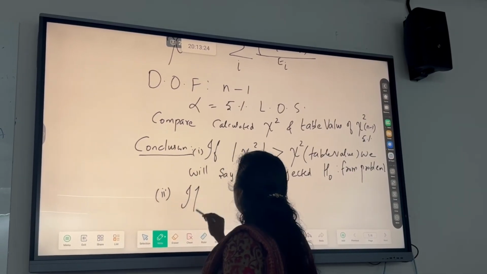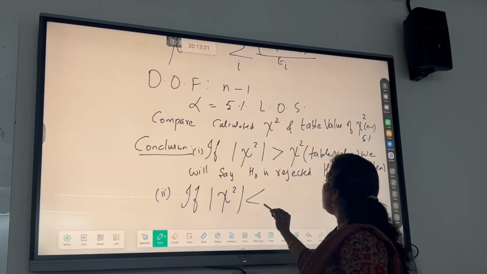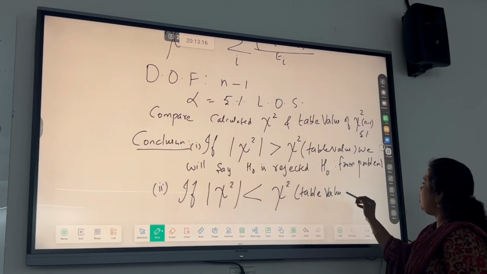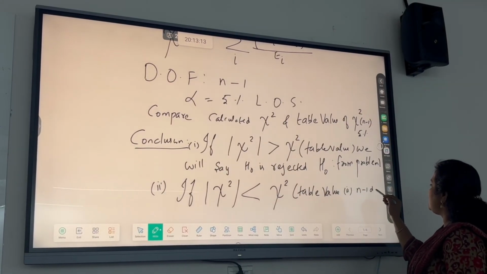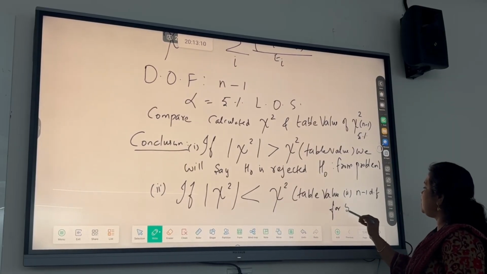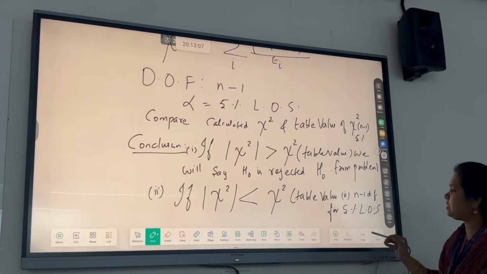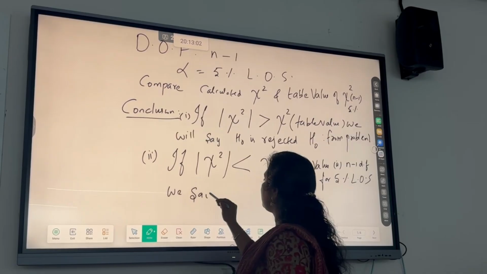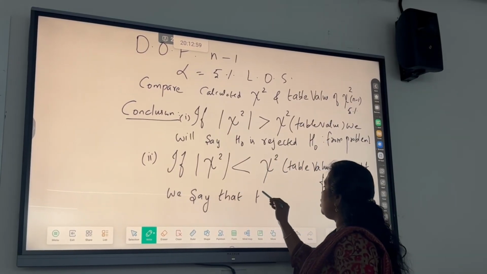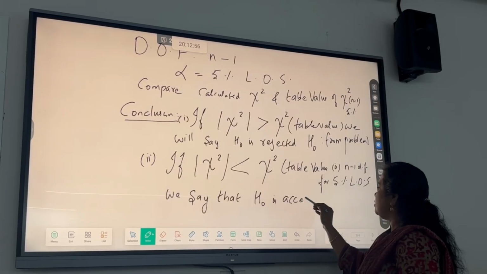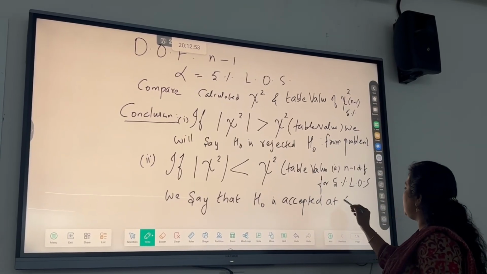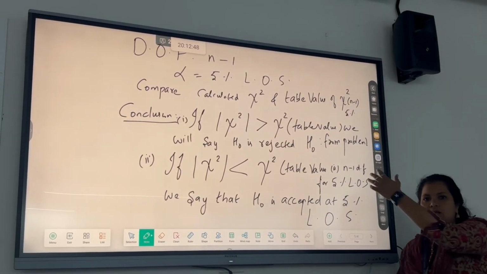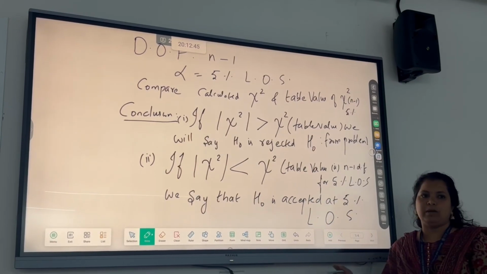Similarly, if the calculated chi-square is less than the chi-square table value at n minus 1 degrees of freedom for the 5% level of significance, we say that H0 is accepted at the 5% level of significance. So knowing all this in your mind, we can do one problem.